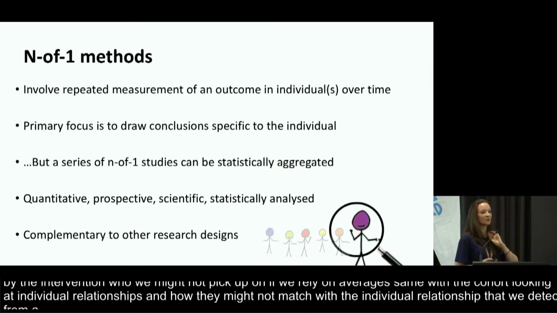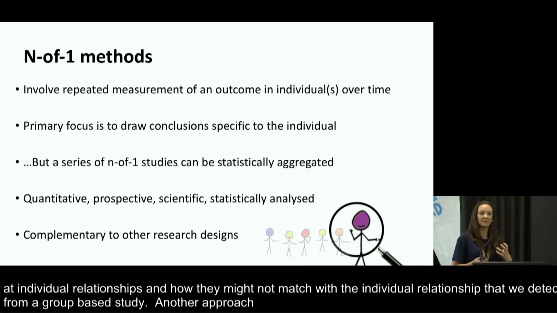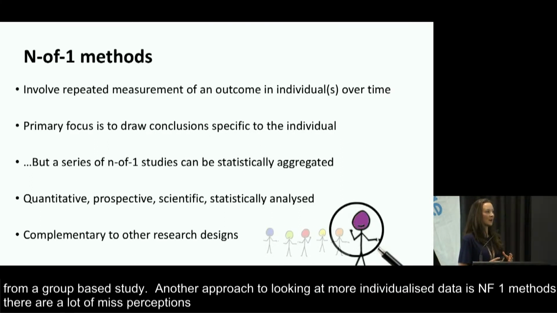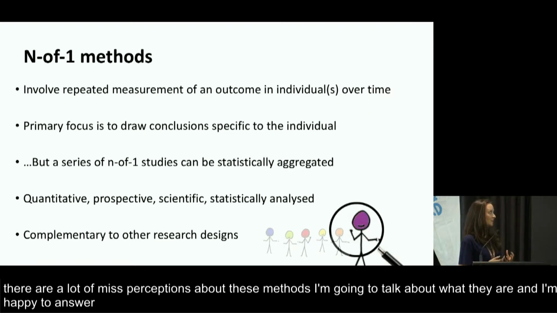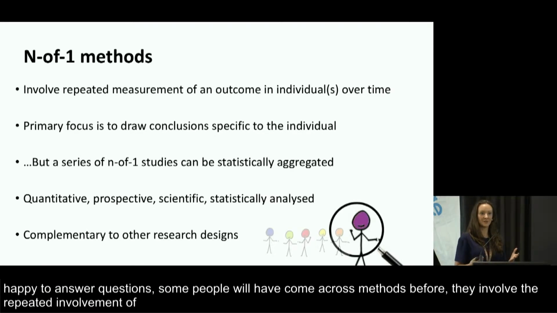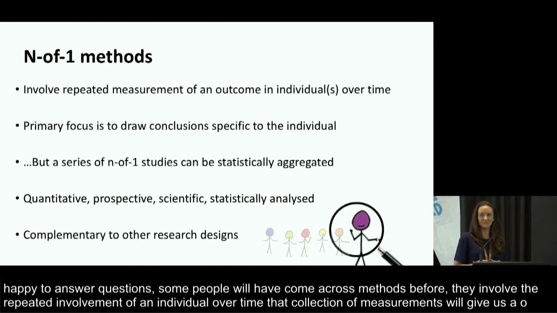So another approach to looking at more individualized data is N-of-1 methods. There are a lot of misperceptions about what these methods are, so I'm going to talk a little bit about what they are, and I'm happy to answer questions after. Some people will have come across these methods before. They do involve the repeated measurement of an individual over time. That collection of measurements will give us a robust conclusion that's specific to that individual.